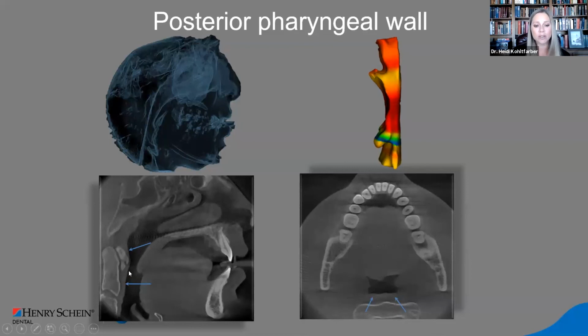But we can also see things like little osteophytes and that sort of thing, or partial ossification of the anterior longitudinal ligament. And that may actually affect the stenosis of that airway space. So definitely something to look for.